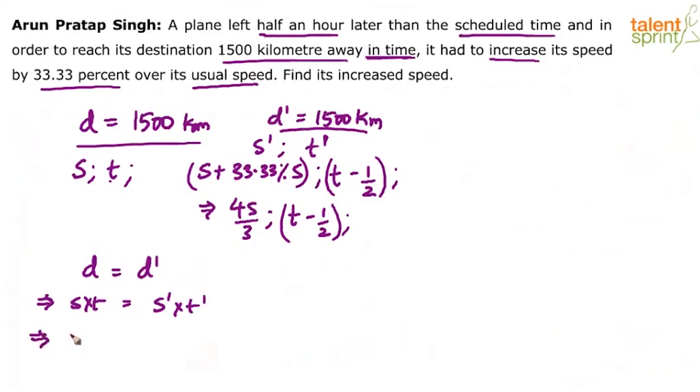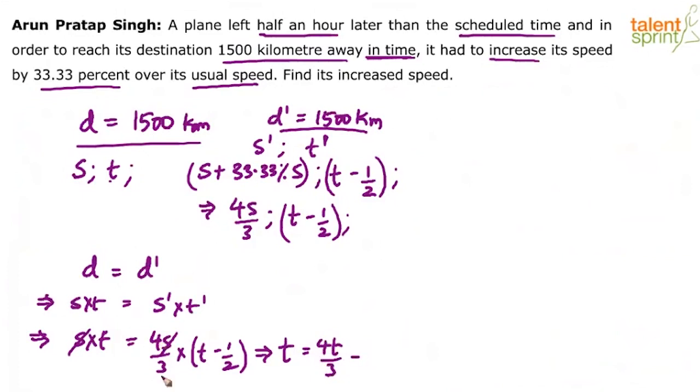Try to solve this. S into t as it is. S dash will be 4s by 3 into t dash, which is t minus half. So s gets cancelled. You will be able to find out t from this. We have t equals 4t by 3 minus 4 by 3 into 1 by 2, so that's 2 by 3. Simplify this: 4t by 3 minus t equals t by 3. T by 3 equals 2 by 3. So t is equal to 2 hours. So basically the original time is 2 hours.